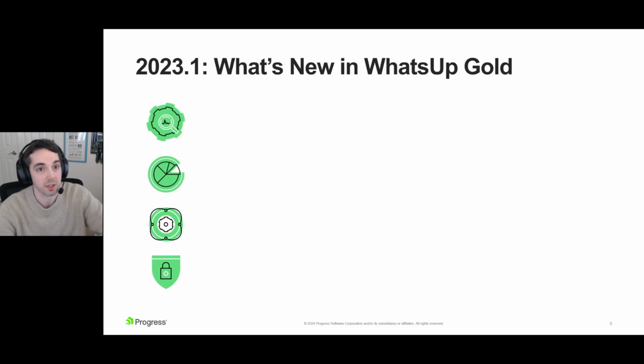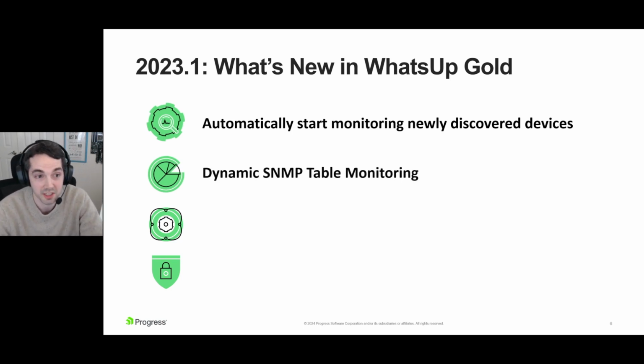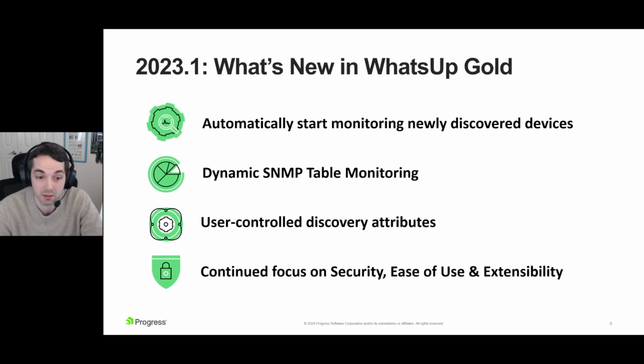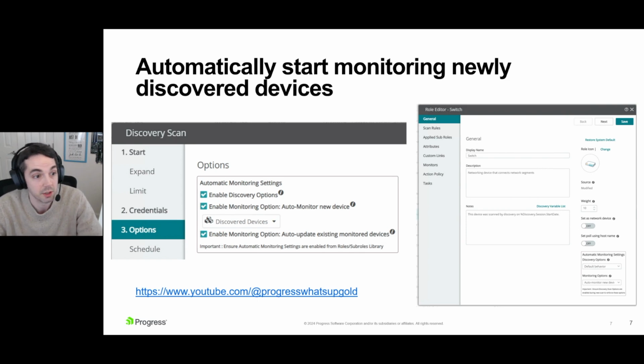Like I said, we're going to talk about what's new in WhatsUp Gold 23.1 today, including the ability to automatically monitor those newly discovered devices, dynamic SNMP table monitoring, and the user-controlled discovery attributes. Not only that, a bunch of security, ease of use, and extensibility options here, and we'll talk a bit about each one. So I'm going to dive right into it and talk about automatically start monitoring newly discovered devices.